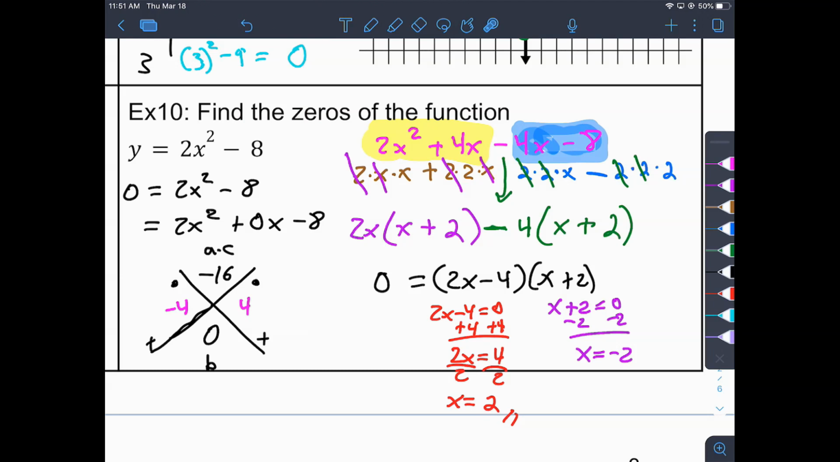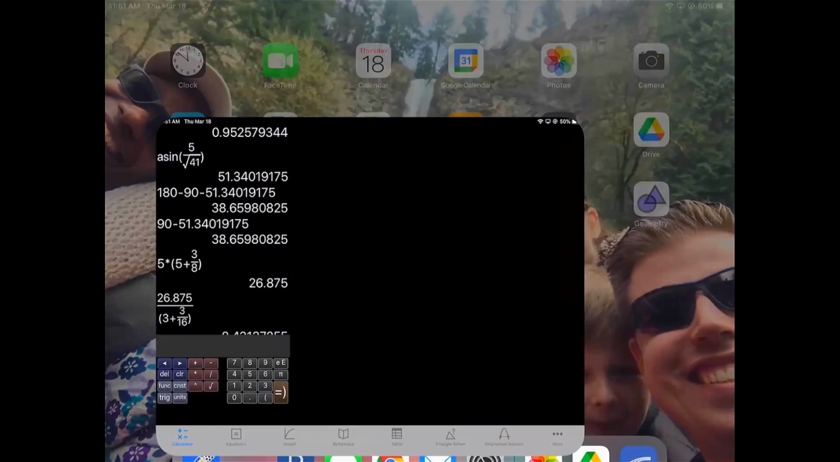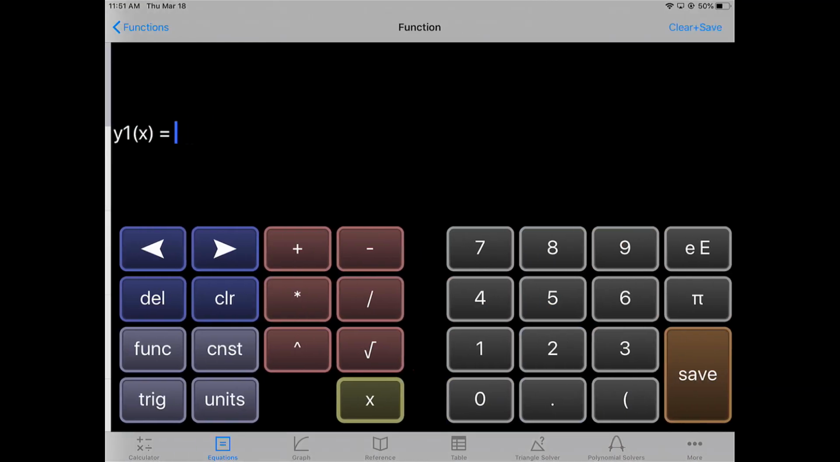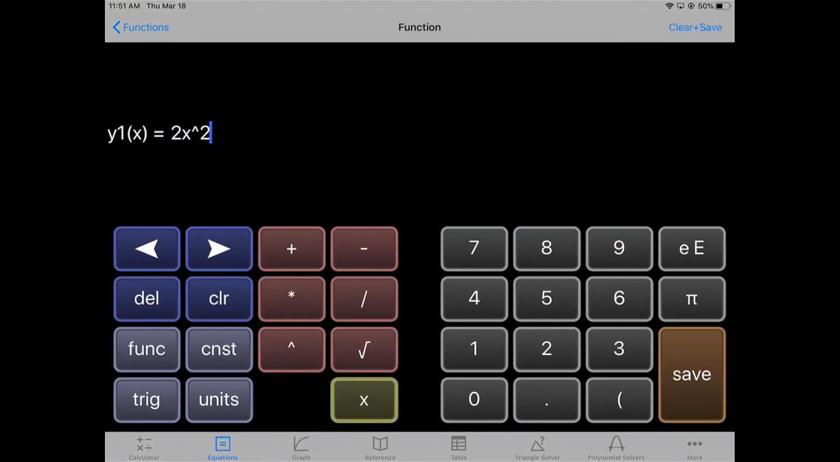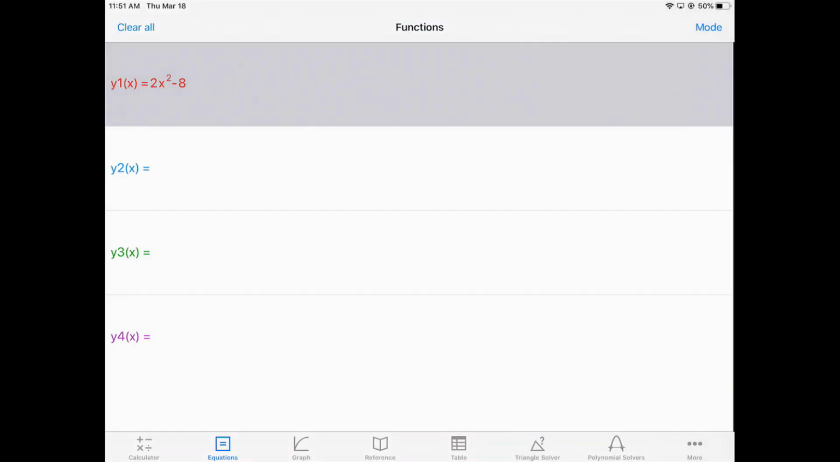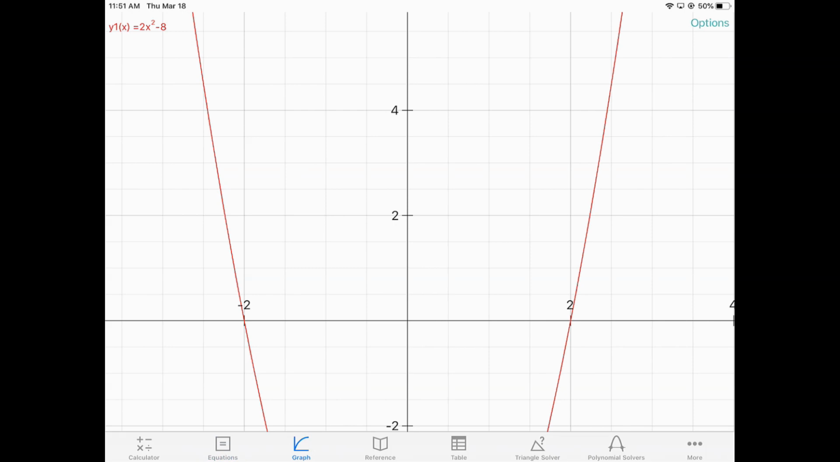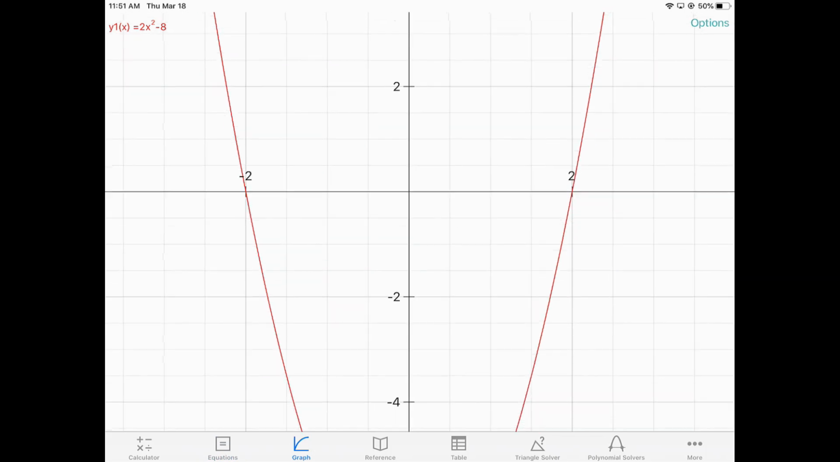Let's confirm this real quick. I'm going to go to my graph. Equations. Let's graph it. 2x squared minus 8. Oh, there we go. Look at that. We can see it right there. It crosses the x-axis at negative 2 and positive 2.